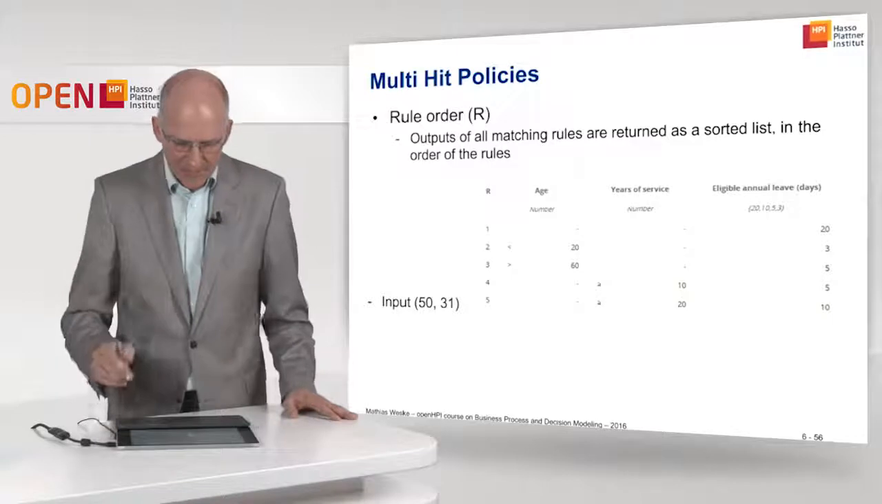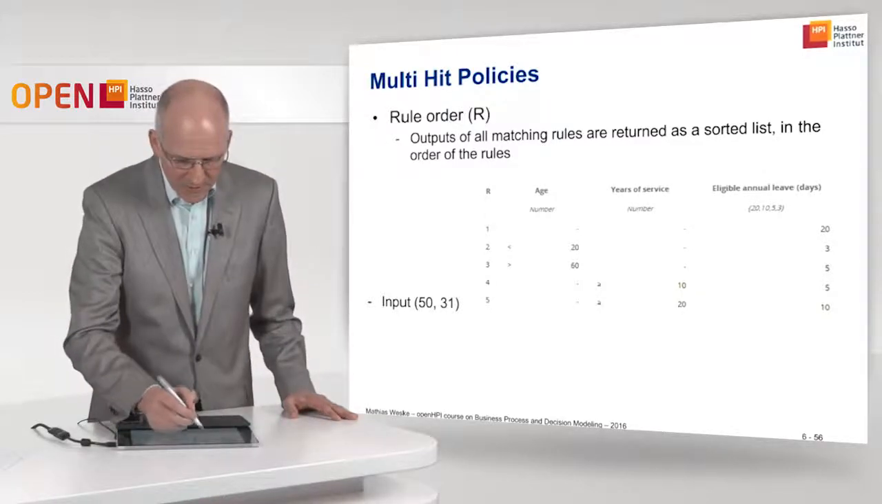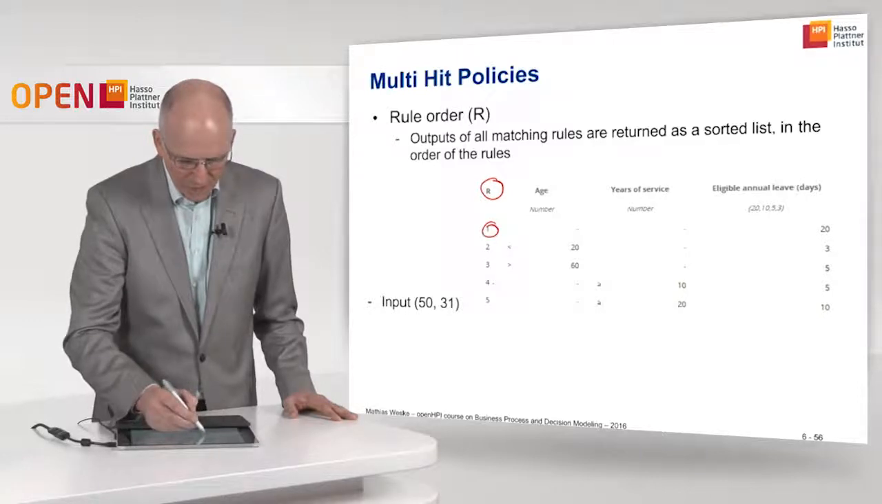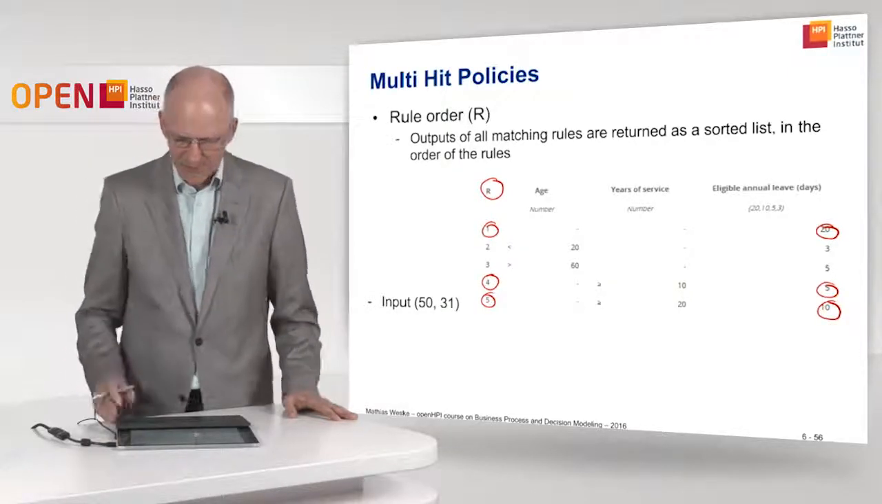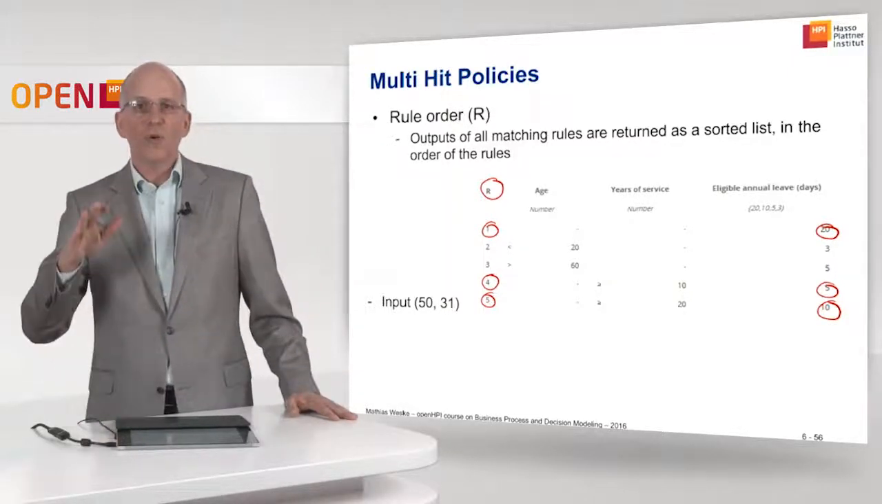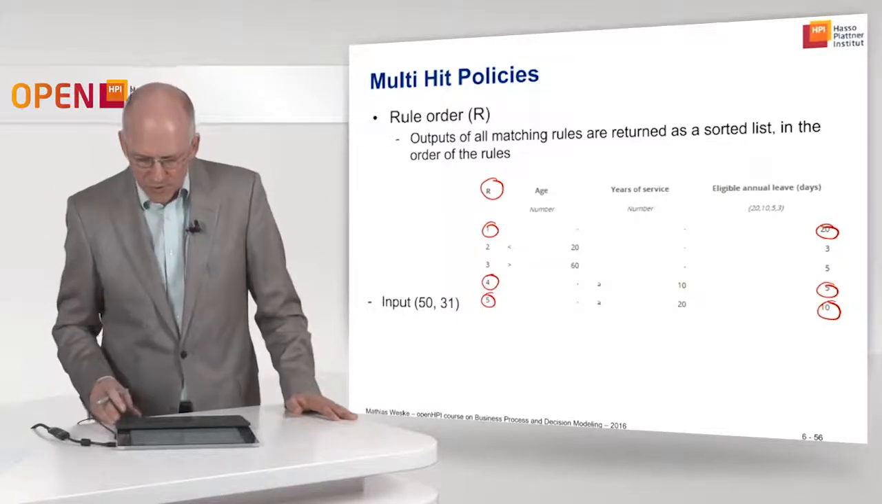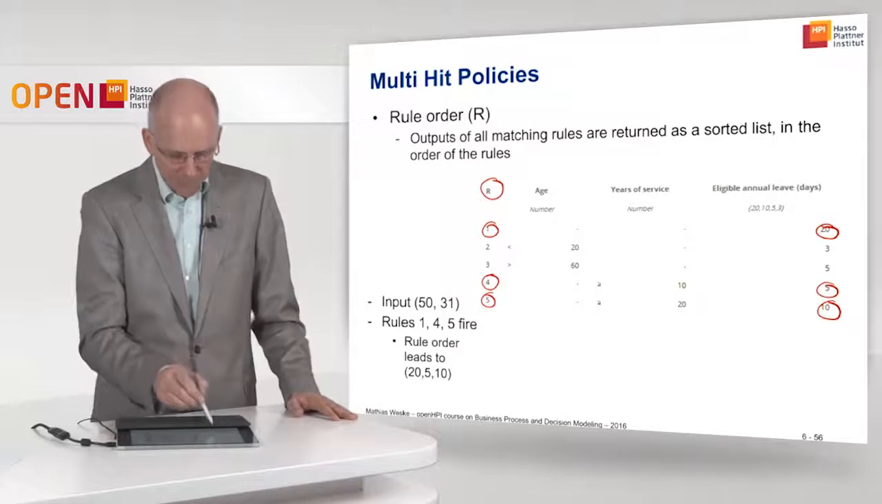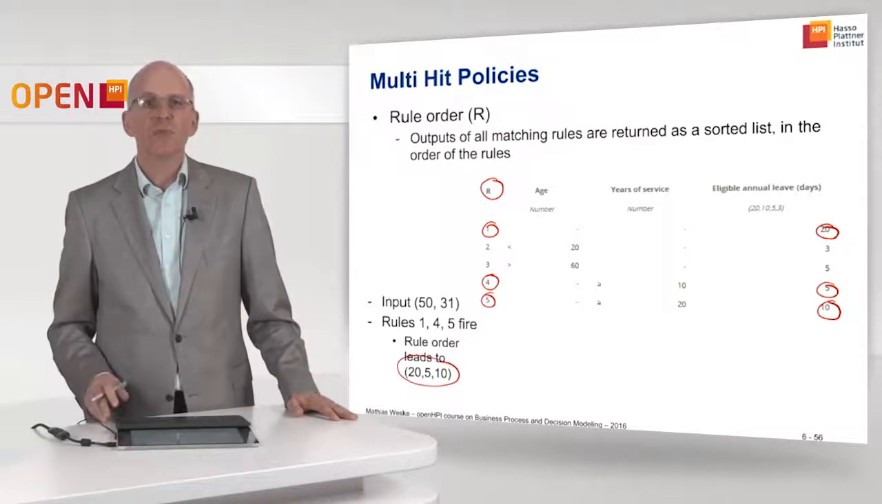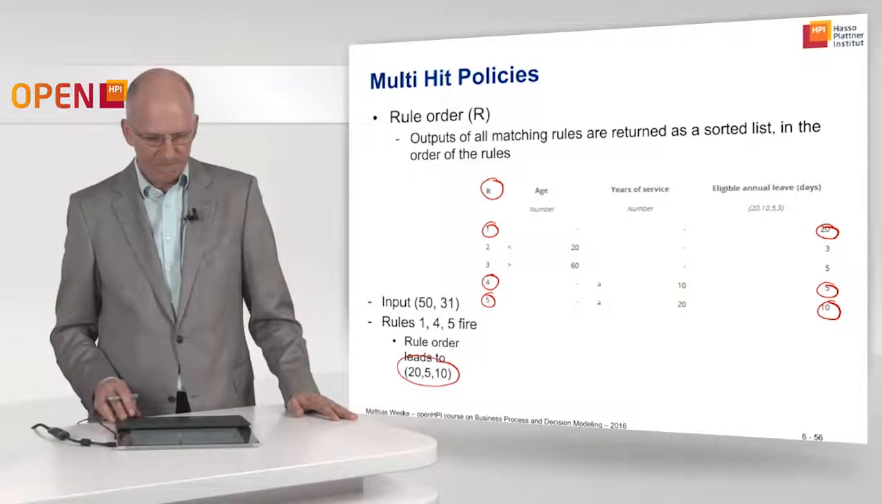We use the same input, so again we have the same table. For the rule order, we have rules 1, 4, and 5 as matching, and we have the outputs 20, 5, and 10. And now we just use the ordering of the rules, so the output should be 20, 5, and 10. And this is what we have here on the slide as output for this rule.